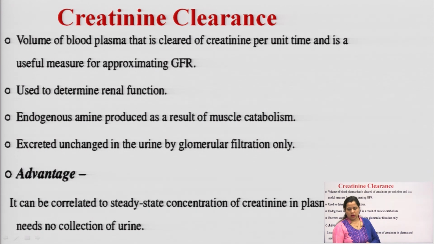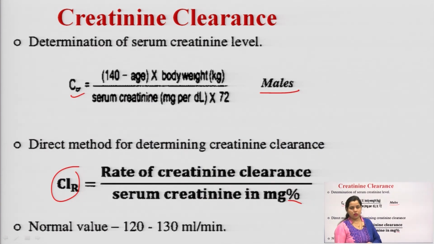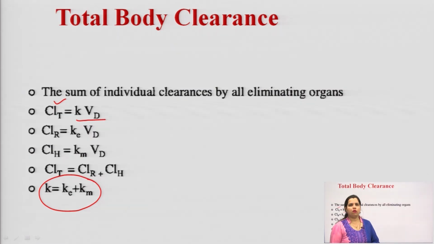After that, creatinine clearance. Using this formula we can calculate creatinine clearance. Basically, CLR is equal to the rate of creatinine clearance divided by serum creatinine in mg. The normal value lies between 120 to 130 ml per minute. Total body clearance can be calculated using these different formulas, written and analyzed properly.